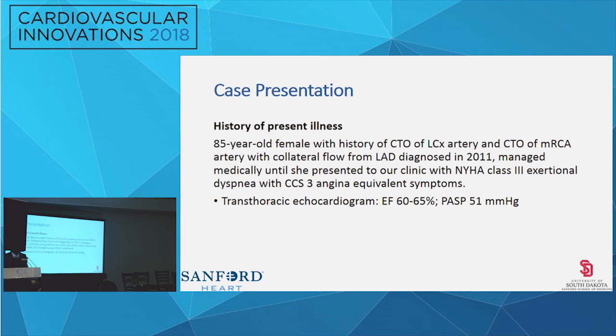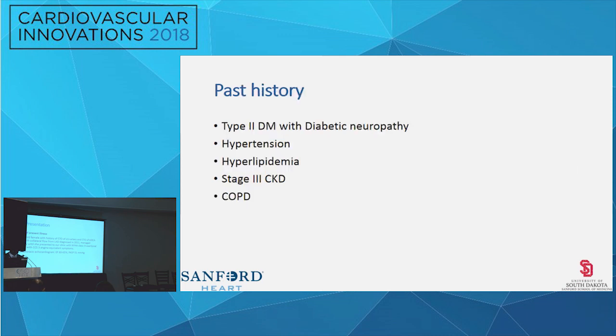Case presentation: she is an 85-year-old female with prior history of CTO of the left circumflex and CTO of the mid-RCA with collateral flow from the LAD, which was diagnosed in 2011, that has been managed until she presented with progressive dyspnea on exertion, NYHA class 3 symptoms with CCS 3 angina equivalent symptoms. The echocardiogram showed her EF was preserved, pulmonary artery pressure was 51, and no major valvular abnormalities.